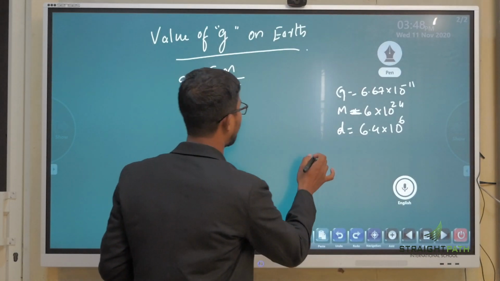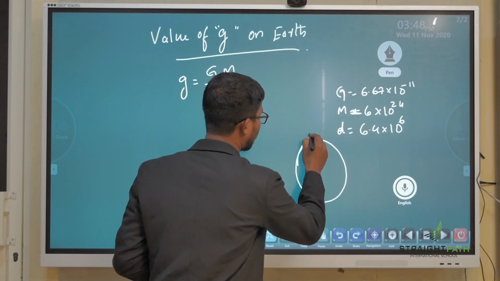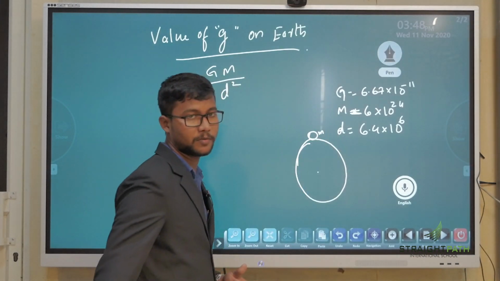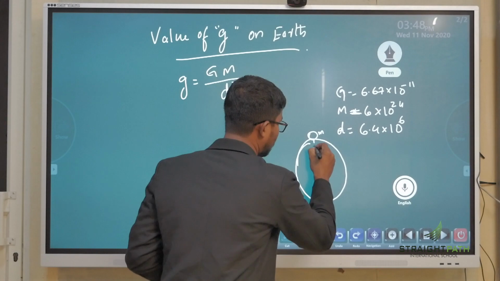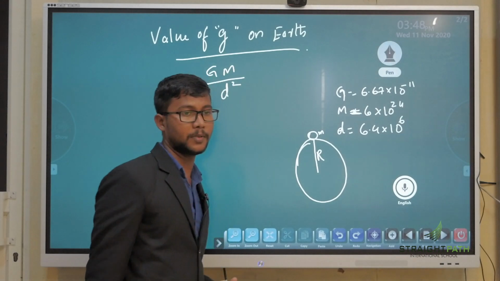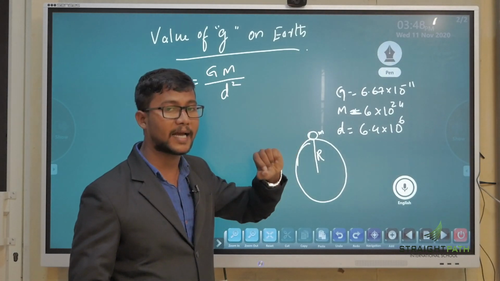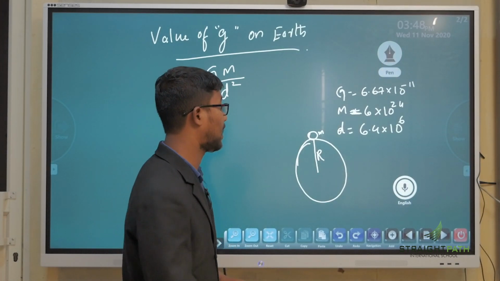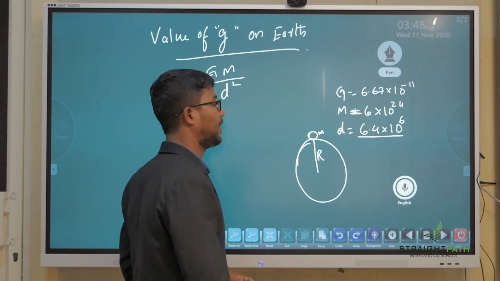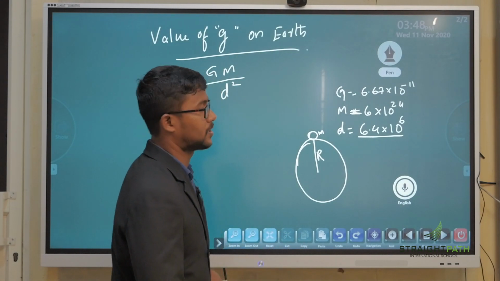Here you remember the situation is that this is our earth, okay, and the object is placed over the earth. So I can call this small letter m, the mass of the object, and the distance between these two will be considered as the radius of the earth. Remember, here the object is on the top of the earth, so the distance between the object and earth will be considered as the radius of the earth, and that value is 6.4 into 10 power 6 meter. Okay, now we are going to substitute these values into this equation.